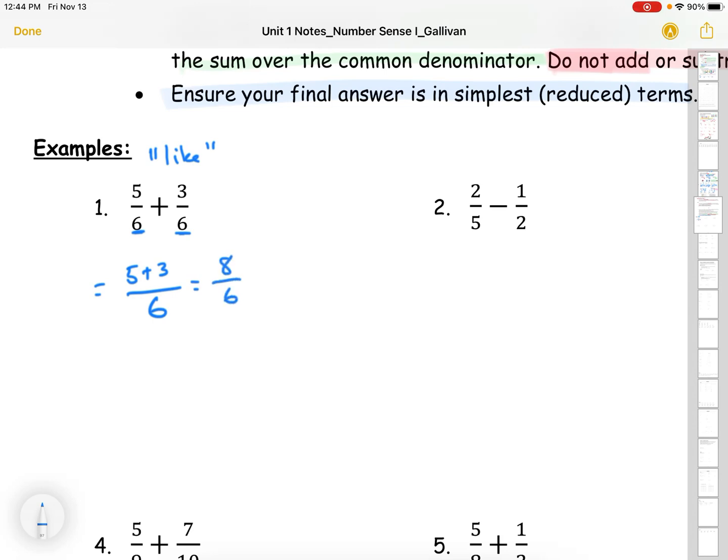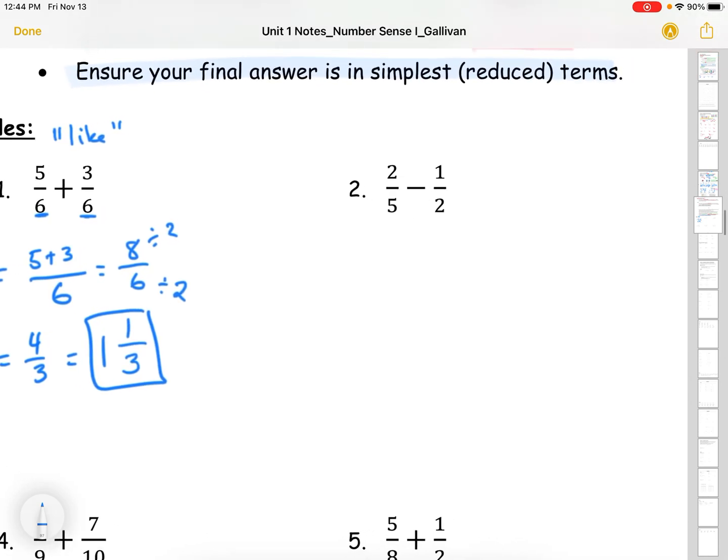Now we want to put that in mixed form. So first we're going to reduce it, right? 8 can be divided by 2, as can 6. So it'll be 4 over 3. 3 goes into 4 once, and there's 1 left over, right? So it's 1 1/3. Okay, let's look at this next one.